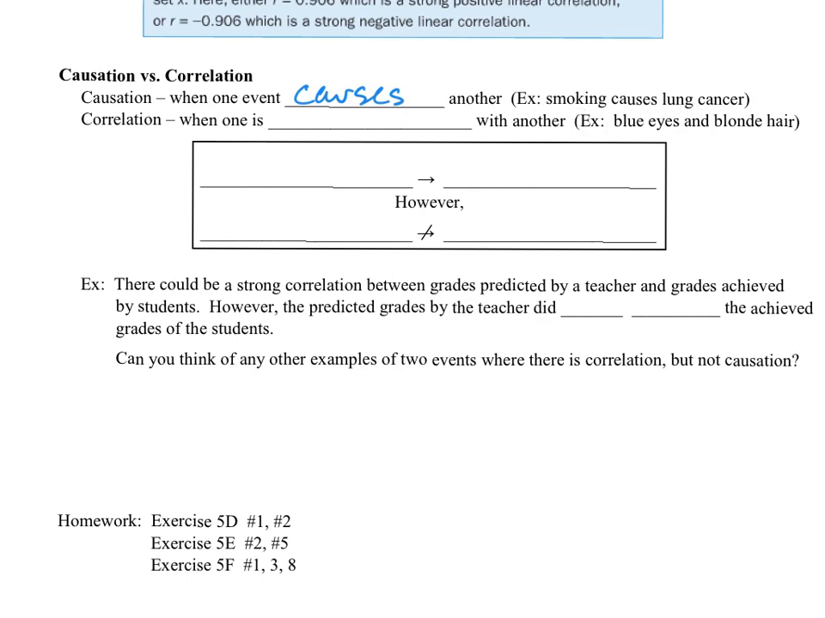Whereas correlation is just where one event or one set of data is associated with another. One good example of that would be people with blue eyes tend to have blonde hair. Those two things just tend to be correlated. They happen together a lot, but that does not mean that the blue eyes cause the blonde hair or the blonde hair causes the blue eyes, okay? This is really something important to think about when you listen to the news and read articles and listen to people talk.